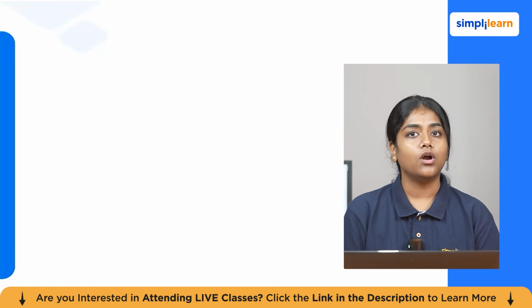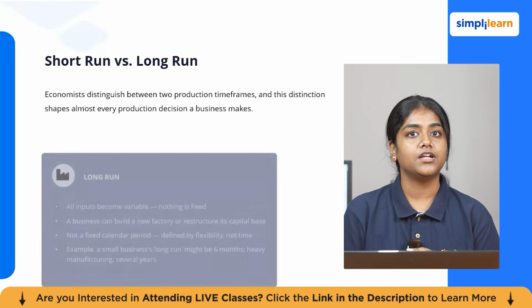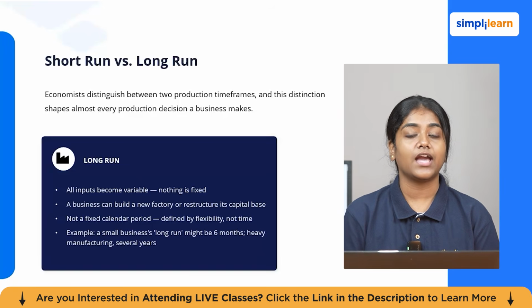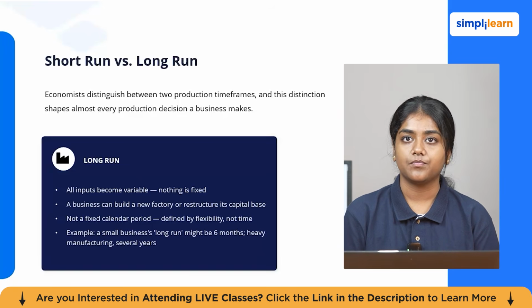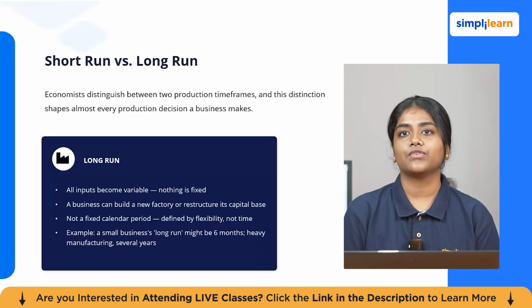So in the long run, all inputs become variable. A business can build a new factory, install new machinery, and completely restructure its capital base. The long run isn't a fixed period of calendar time.